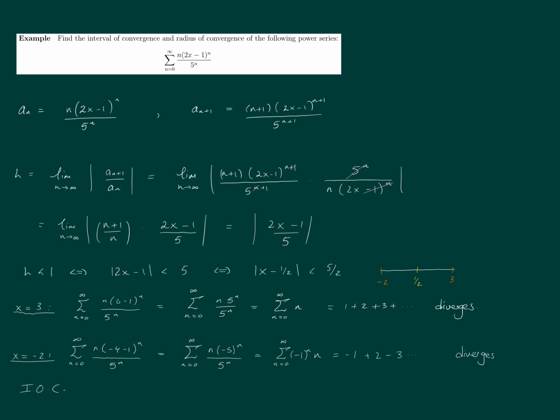So the interval of convergence is going to be the open interval without either endpoint. And just to highlight back up here, the radius of convergence, this tells us that the radius of convergence around a half is 5 over 2. So we found the radius of convergence and we found the interval of convergence.